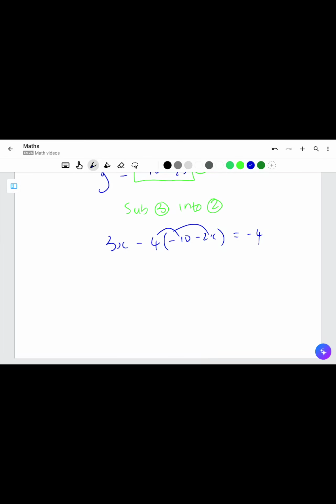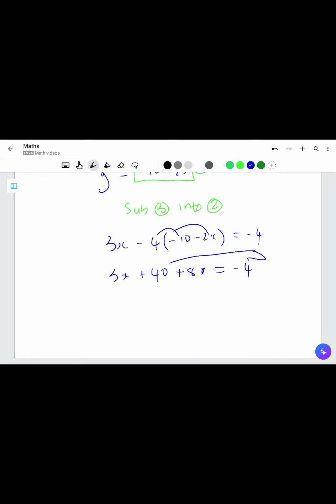So we know that 3x minus 4 times minus 10 is going to give you a positive 40, and minus 4 times minus 2x is going to give you a positive 8x, because minus times minus is plus. And this we're going to bring over. It's going to be a plus 4, and that's going to equal 0. So basically we can leave that 4 there, because we're going to take that 40 over.